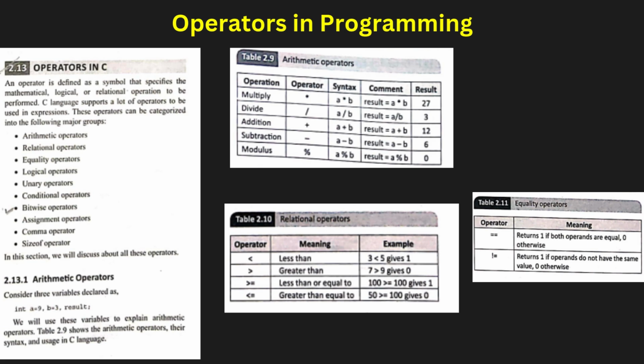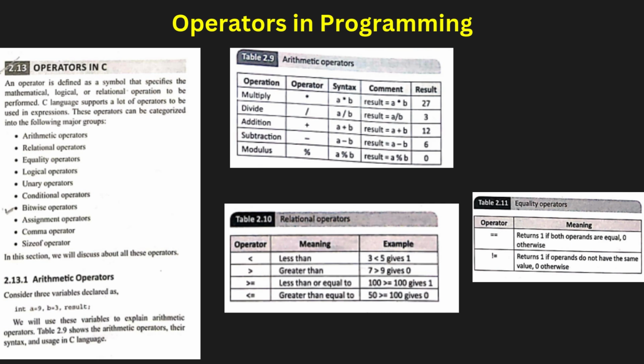So, operators in programming languages are like arithmetic, relational, logical, assignment. Operators are the symbols that perform operations on variables and values. Arithmetic operators like plus, minus, multiplication, divide, the modulo operator are used for basic mathematical operations. The relational operators greater than, less than, greater than equal, less than equal, double equal, not equal, compare the values and return true or false.